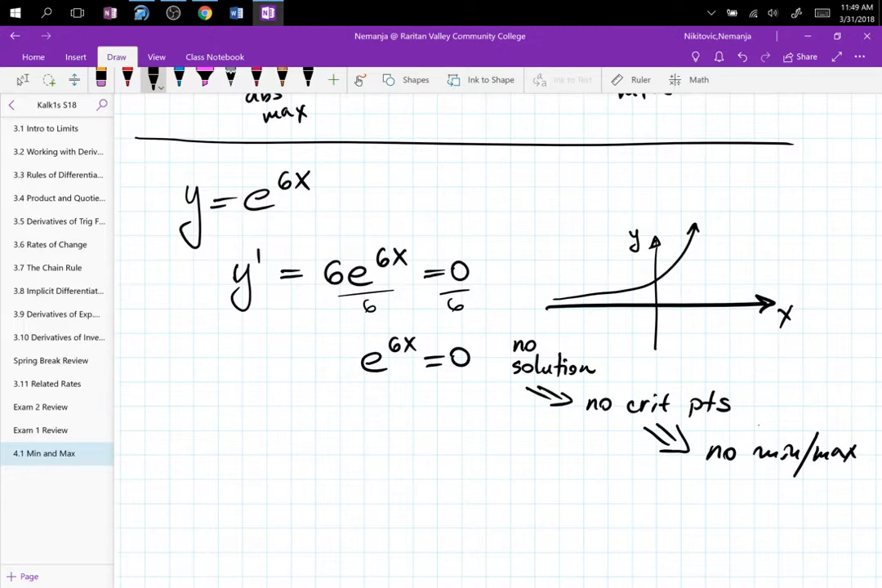And since they never intersect, they don't have it. So that's that. That's the first section. We're going to go now with 4.2. Talk about first and second derivative tests.